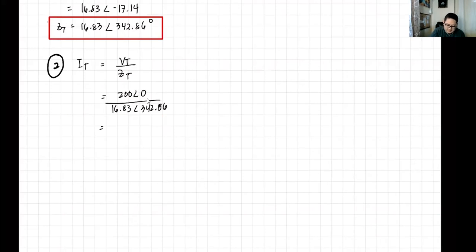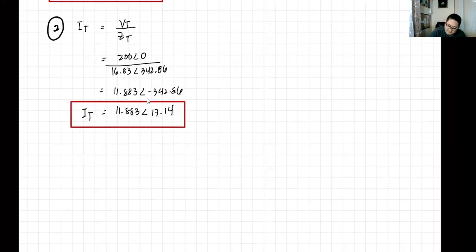So 200 over 16.83, that is 11.883 angle negative 342.86, or again minus natin sa 360, yung natin will be 11.883 angle 17.14. Okay, this was our total current for the circuit.